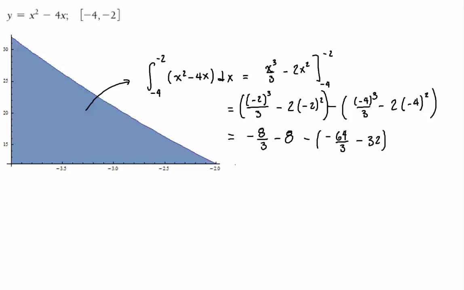And then you calculate everything. Negative 8 plus 64 is going to be 56 thirds. And then here I get negative 8 plus 32, so plus 24. That will give you, let's see, I need to multiply this times 3, so it's going to be 56 plus 72 over 3. And that's going to be 128 thirds.